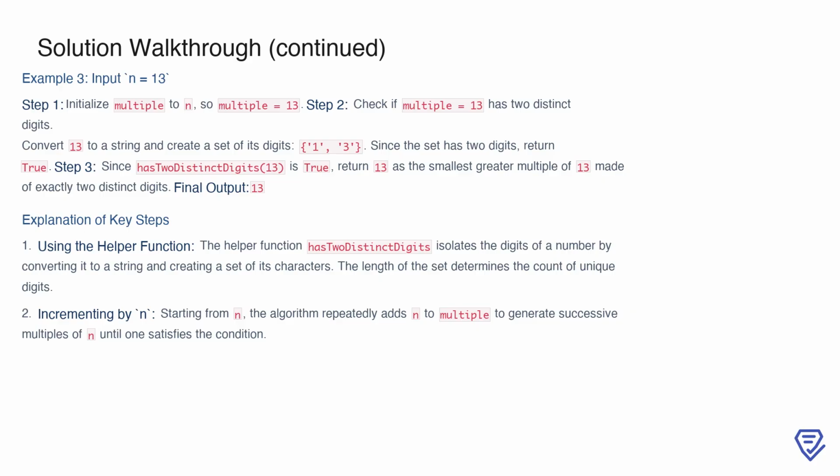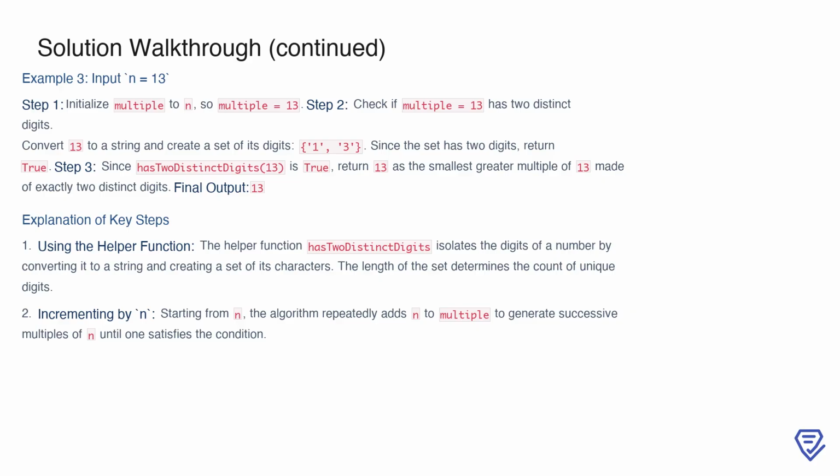First, the helper function has 2 distinct digits is critical for isolating and counting the unique digits of a number. Second, the algorithm works by incrementing multiple by n repeatedly, ensuring that every candidate is a multiple of the original number. Lastly, this method is efficient because it evaluates each multiple in increasing order, stopping as soon as the condition is met. The output for this example is 13.